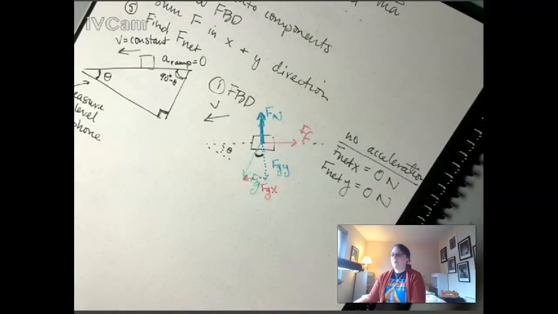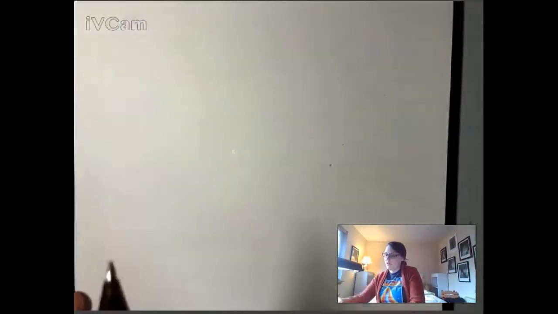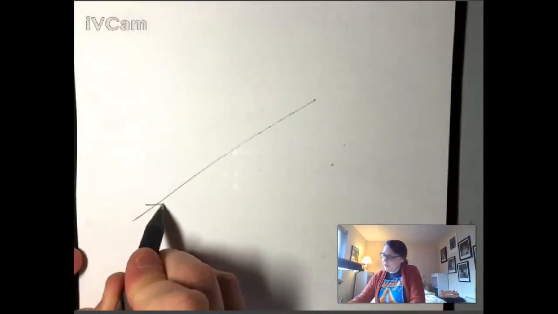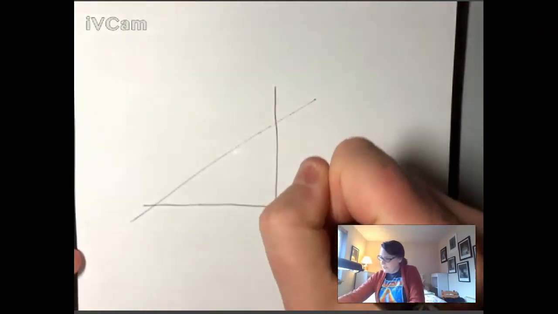So here's where you've got a little bit of geometry to do. I'm going to go ahead and draw this on another piece of paper, I think. So I'm going to draw a line like this. I've got a line like this. I've got a line like this.